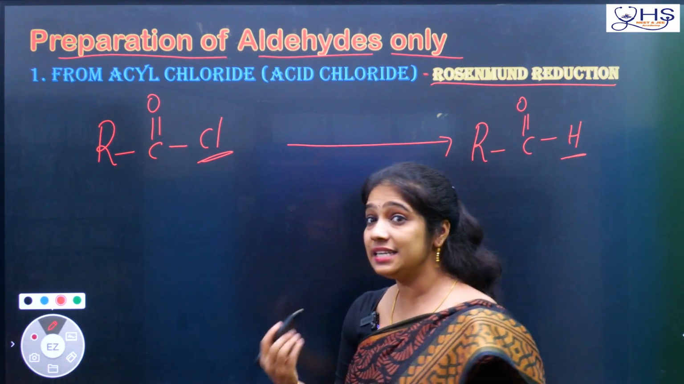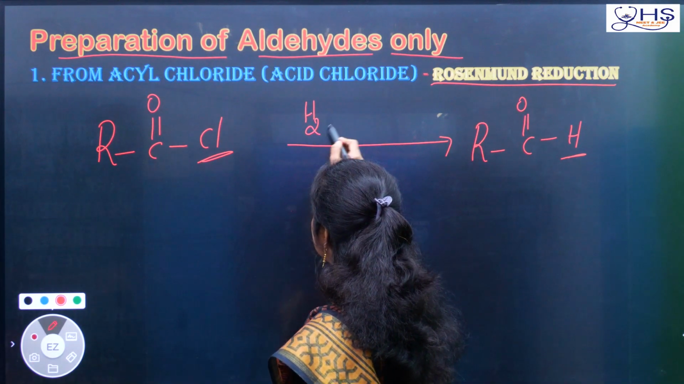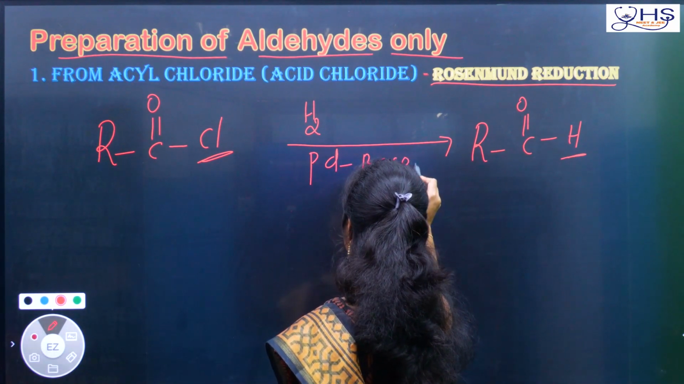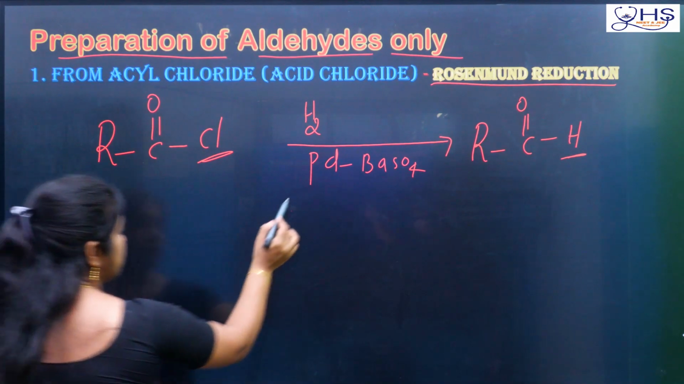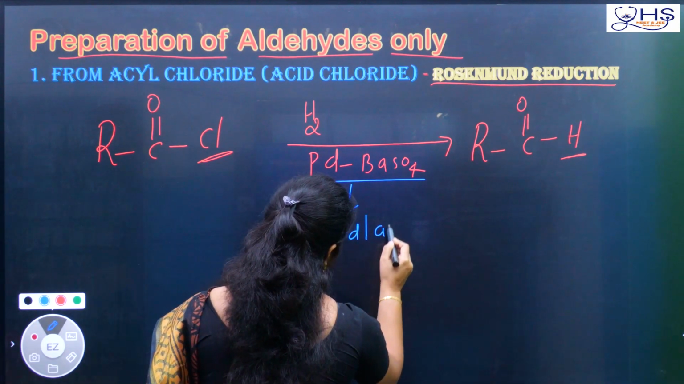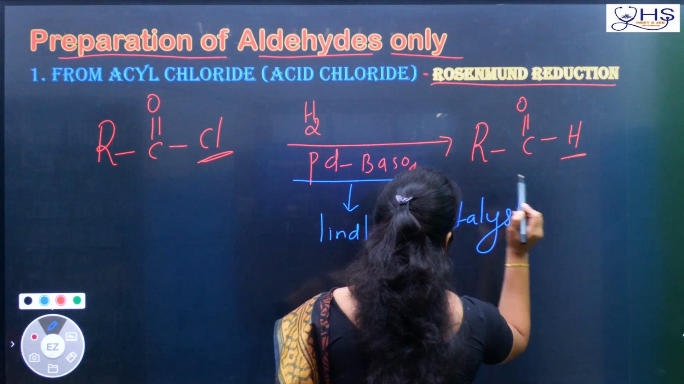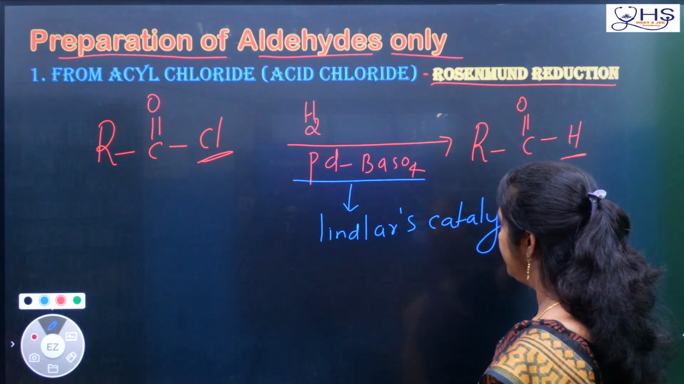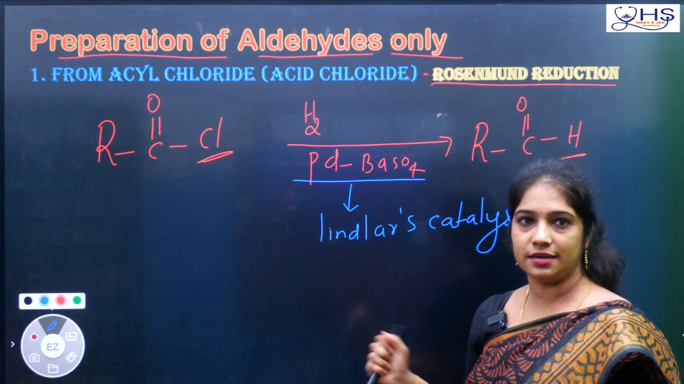So now what is the reason that is doing this conversion is, we are passing hydrogen gas in the presence of palladium and barium sulfate. This palladium and barium sulfate, this is known as Lindlar's catalyst. So what is Rosenmund reduction? Conversion of acid halide to aldehyde by passing hydrogen gas in the presence of Lindlar's catalyst.